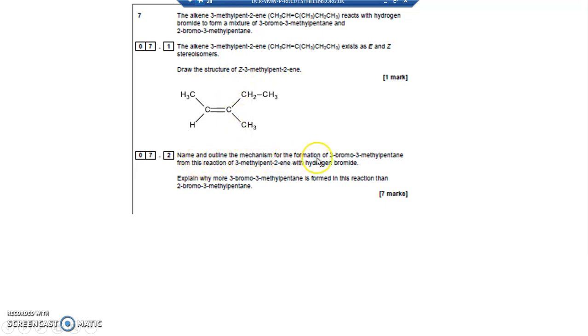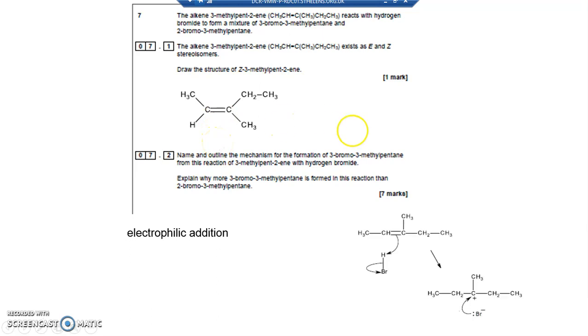Name and outline a mechanism for the formation of 3-bromo-3-methylpentane from the reaction of this with hydrogen bromide. So you need to draw this and hydrogen bromide. What kind of mechanism is it going to be? Well, it's going to be electrophilic addition. I'll explain that in a minute.